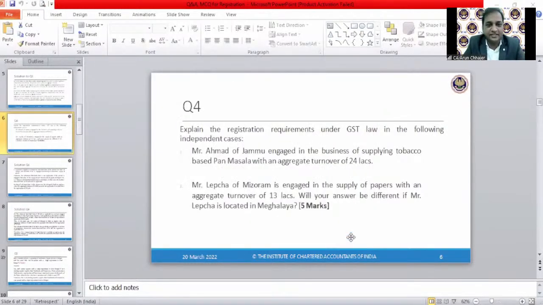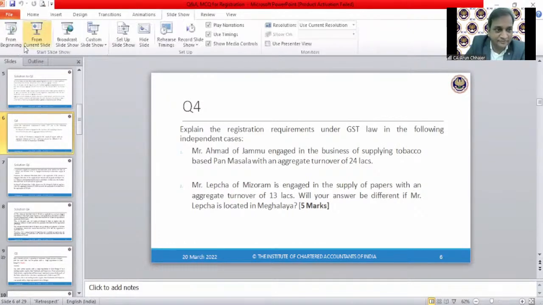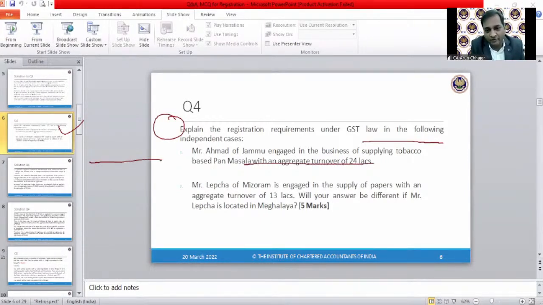Can you give the answer for question number 4, part first? Mr. Ahmed of Jammu and Kashmir is engaged in the business of tobacco-based pan masala, with aggregate turnover of 24 lakh. What do you think? Is he required to take compulsory registration? Limit would be 40, limit would be 10, limit would be 20. What do you understand? Give me the confirmation. I am waiting for your reply.